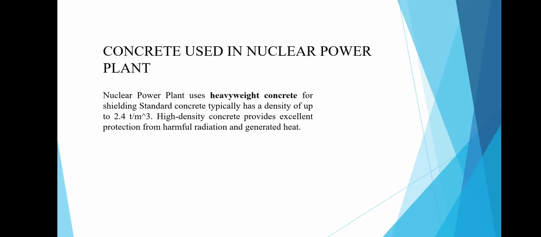Which concrete is used in a nuclear power plant? A nuclear power plant uses heavy weight concrete for shielding. Standard concrete typically has a density of up to 2.4 ton per meter cube. High density concrete provides excellent protection from harmful radiation and generated heat.